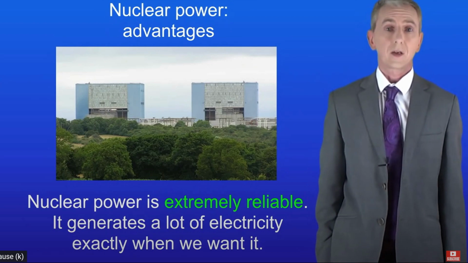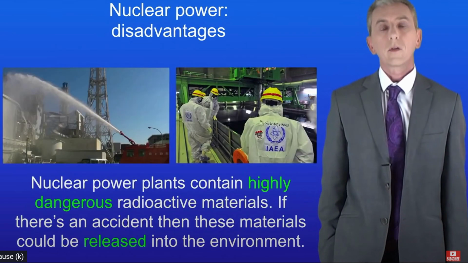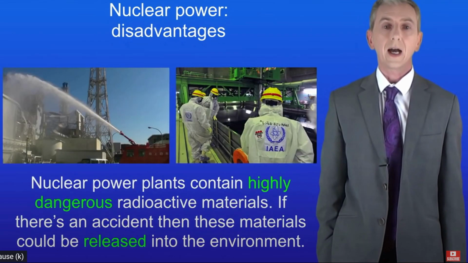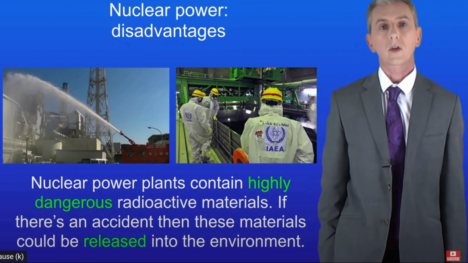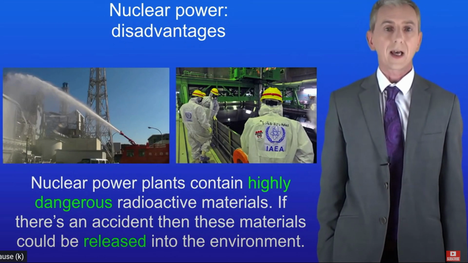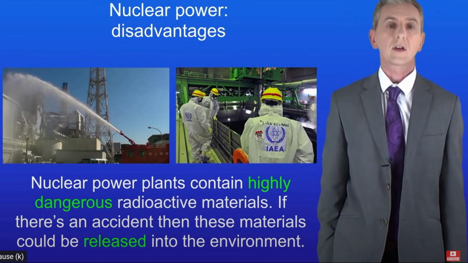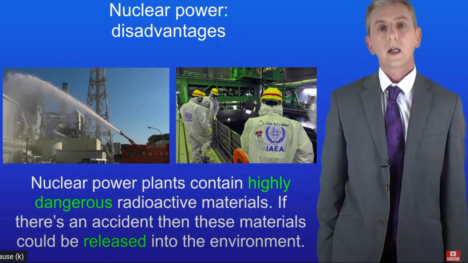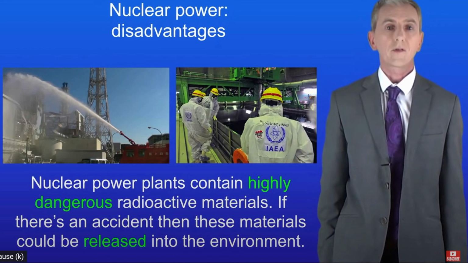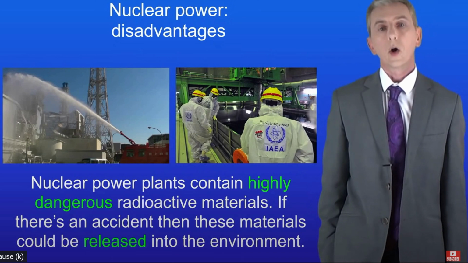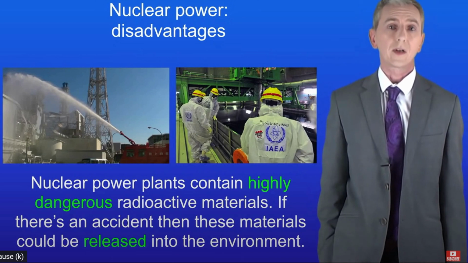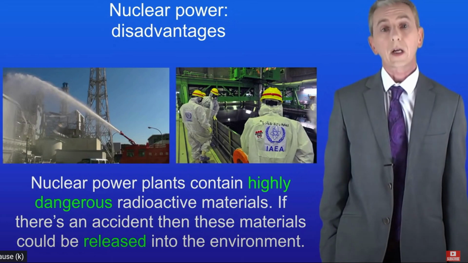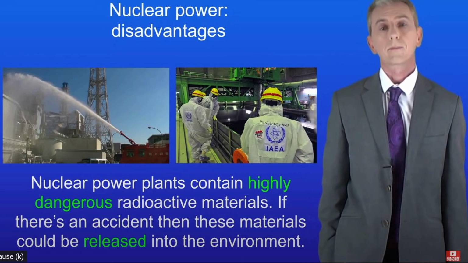Now, there are some disadvantages to nuclear power. The first is that nuclear power plants contain highly dangerous radioactive materials. Now, that means that if there's an accident, then these materials can be released into the environment. That could be potentially disastrous. I'm showing you here a Japanese nuclear power plant. In 2011, a tsunami flooded the power plant, and that caused the release of radioactive material. Over 150,000 people who lived nearby had to be evacuated, and the cleanup will continue for many years.